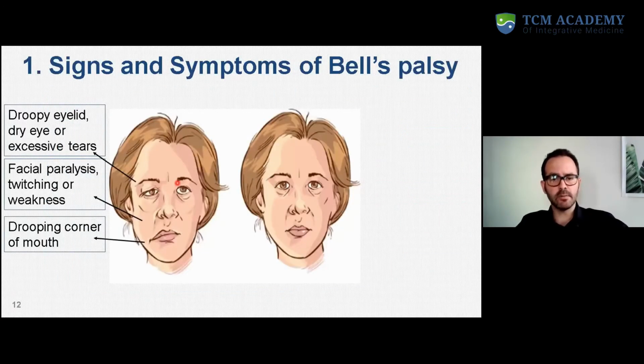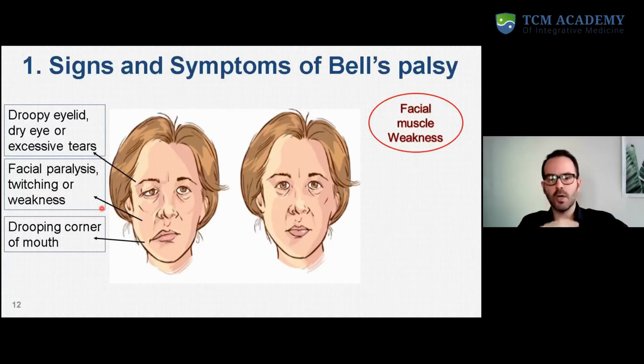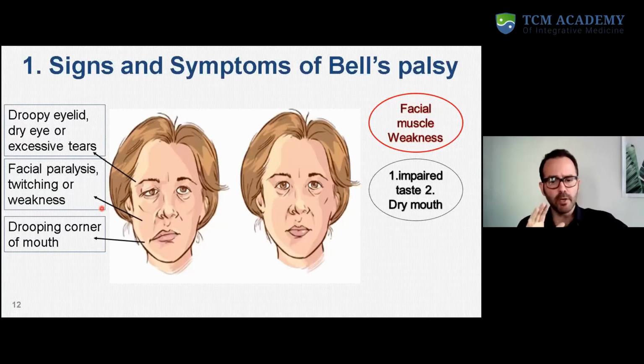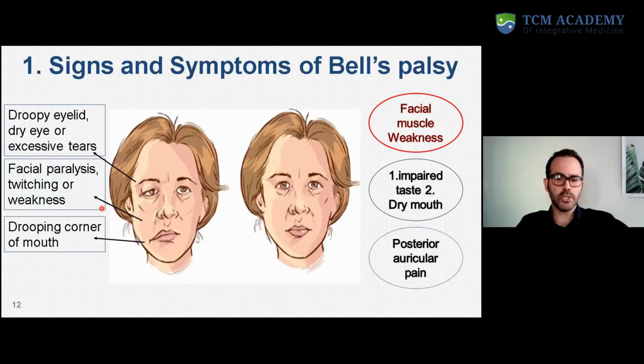In terms of signs and symptoms of the disease, we'll see signs of a drooping eyelid, or dry eye or excessive tears due to the inability to close the eye. We'll see facial paralysis and twitching or weakness in the facial muscles, and usually the majority of the patients will have a drooping corner of the mouth. In terms of symptoms, the patient will complain of weak facial muscles, impaired taste or dry mouth, and especially in the acute condition, they will complain about posterior auricular pain.